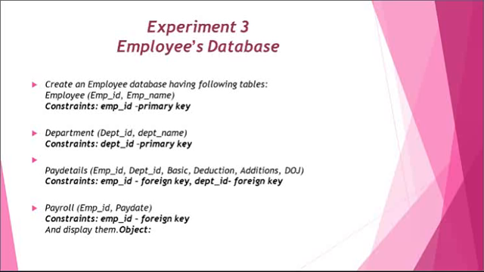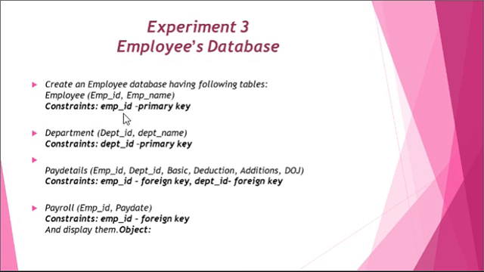Hello students, today I am going to explain experiment 3, that is the employees database. Here we have 4 tables: the employee table, department table, pay detail table and payroll table. All tables are associated with their column names, that is, in the employee table we have employee ID and employee name. Now, with each table or relation, we have associated constraints.